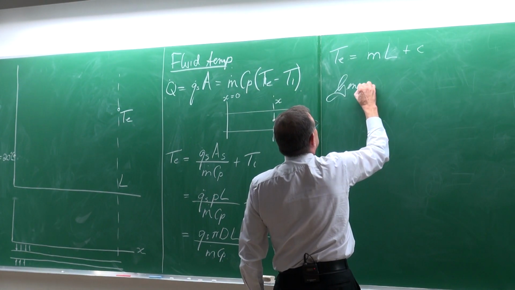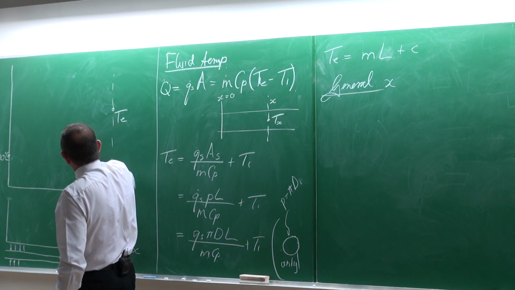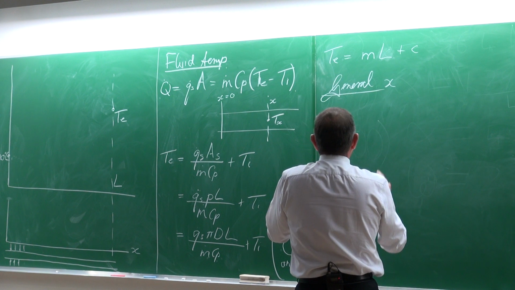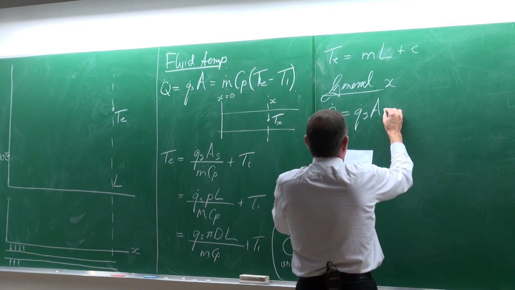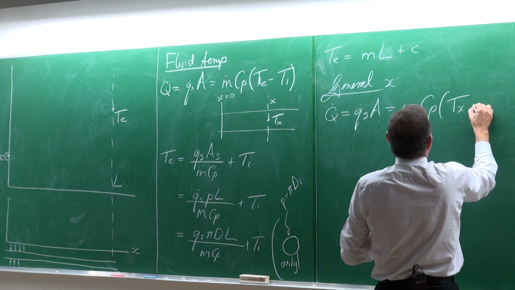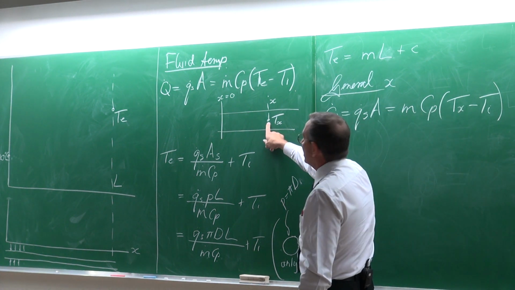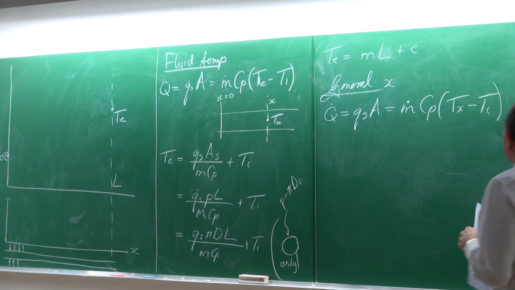If we are interested in a general point x, so any point in between or here at 75% of the total length, we can rather say that the heat transfer rate is equal to the heat flux multiplied by the surface area, is equal to the mass flow rate Cp multiplied by Tx minus Ti. So Tx is any general point x from the inlet. It can be 500 millimeters, 7 meters or 10 meters or whatever. This is mass flow rate Cp, m dot.